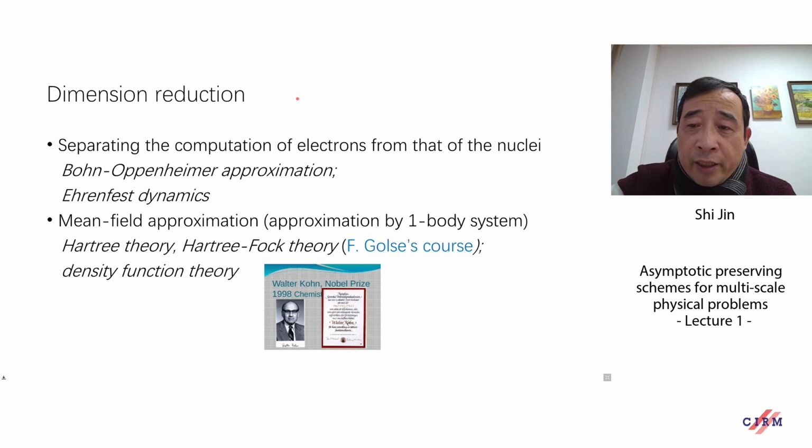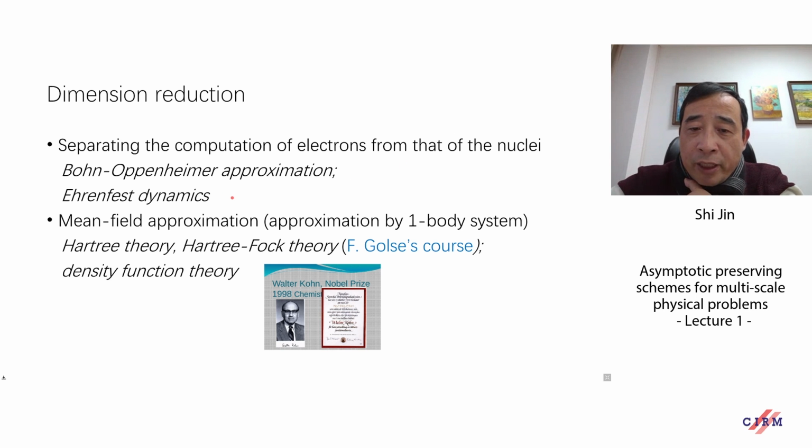Some of the classical ideas, for example, is to separate the computation of electrons from that of nuclei. Remember, I have these coordinates x and y, right? X stands for the coordinates of the nuclei, and y is the coordinates of the electrons. You try to separate the computation of these two, all right? So some of the classical methods include the Born-Oppenheimer approximation, where you solve the electronic eigenvalue problem, and that builds this potential matrix, then you solve the nuclear Schrodinger equation. So that kind of separates the dimensions of electrons from nuclei. But that's still very large, okay?